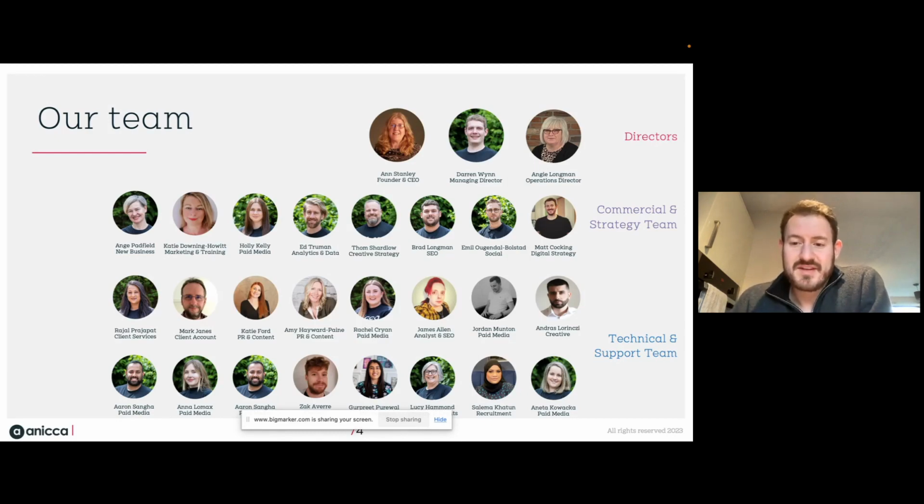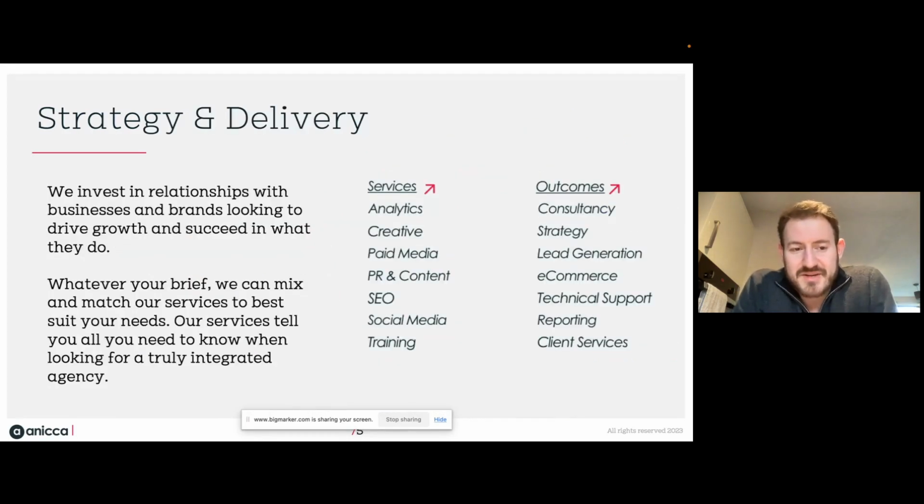And for anyone that's interested, there's all the different information about all the roles that each team member has there as well. And a little bit about what we do. So as it says there, we invest in relationships with businesses and brands looking to drive growth and succeed in what they do. And a little bit of an idea about the services that we offer as well. But important to remember that all of these services interlink and work together as well.